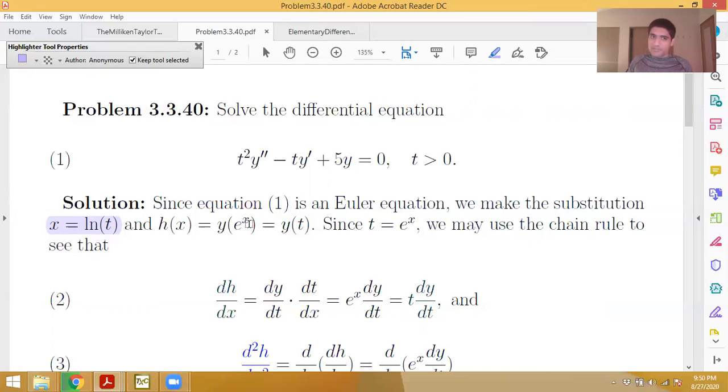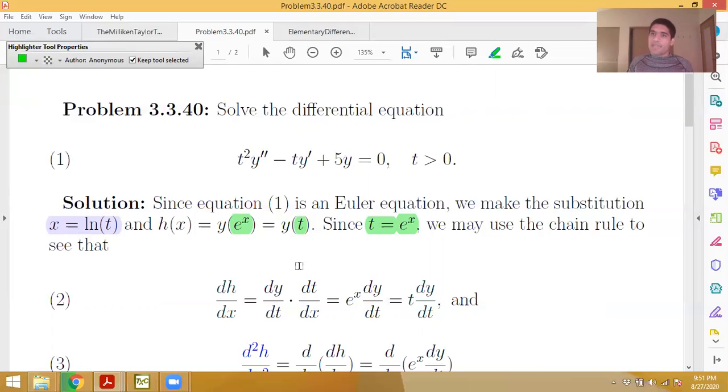And the reason for this is that if x is natural log of t, then when I exponentiate both sides, I see that t is equal to e to the x, right? So t and e to the x are the same, just by definition of x. So ultimately, h of x is going to be the same as y of t. They're representing the same function.